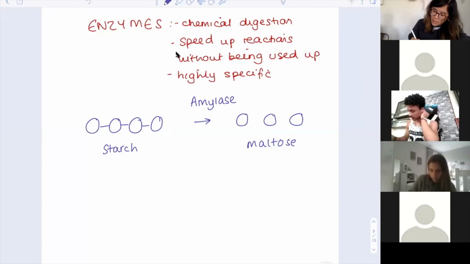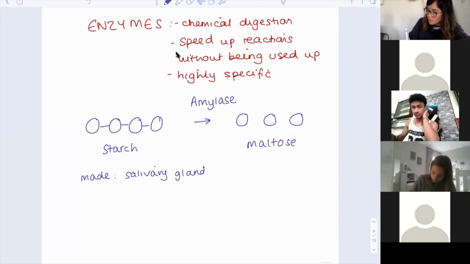They're quite fussy about you knowing where the amylase is actually made and where it acts. So I'm just going to make a little note here. The amylase is produced in the salivary glands, the pancreas, and the small intestine.